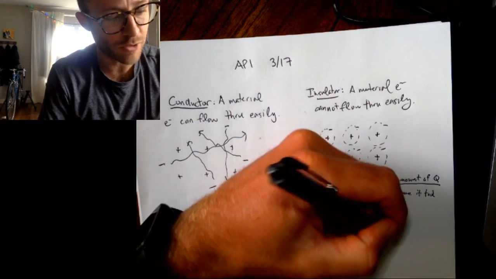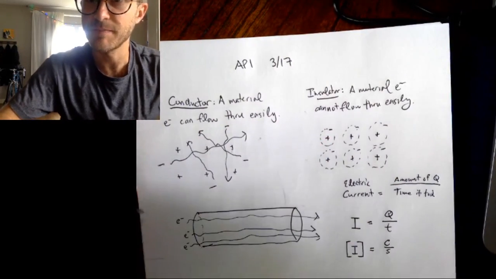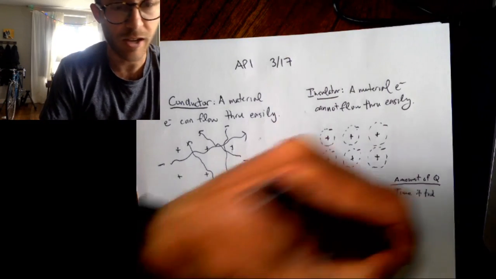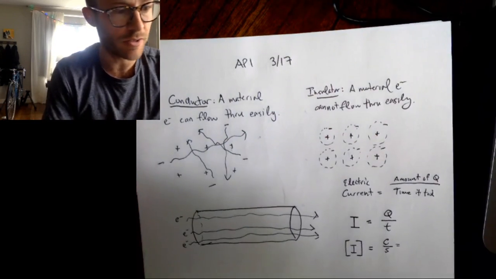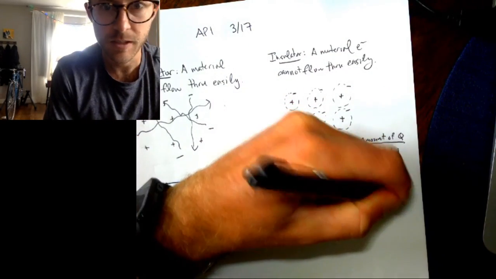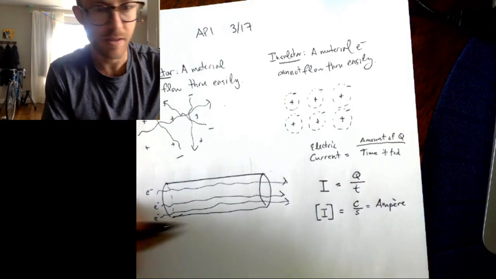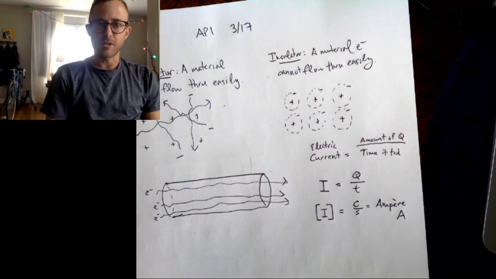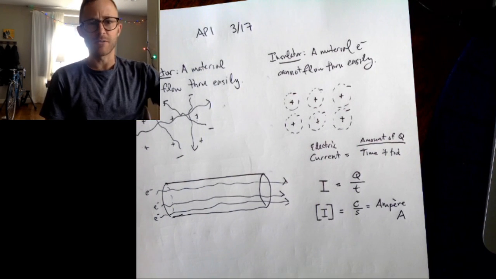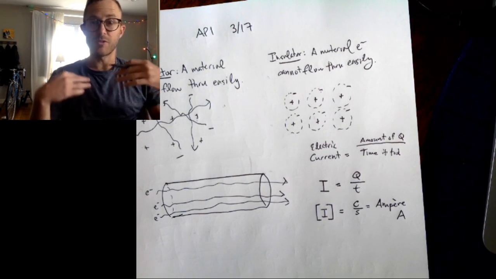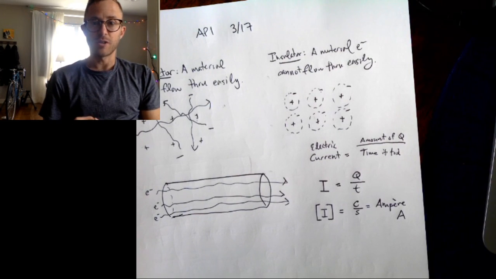The units of electric current would be coulombs per second. This has a special name. It is called the ampere, which is denoted by A. So this is electric current. It's the amount of charge that flows through the wire divided by the time it took. You could think about it intuitively as the rate of charge flow.